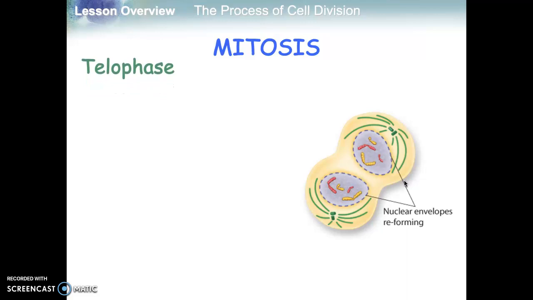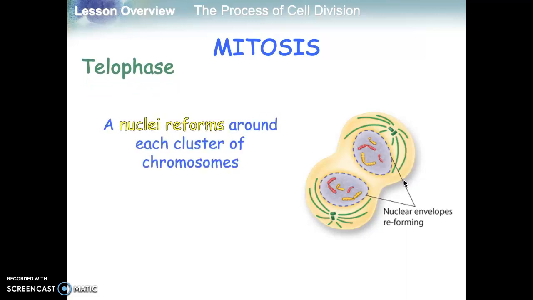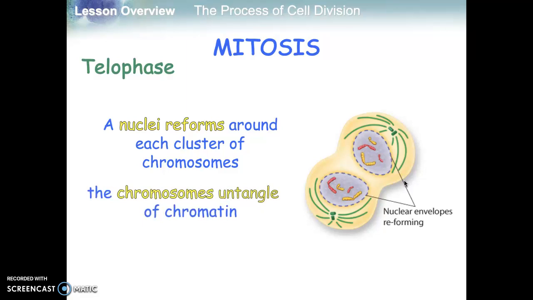And you can see here some things that are happening in telophase. One of the big things that has to happen is the nuclei reform, the nuclear membrane reforms around the cluster of chromosomes, the chromatid. So we now will have two nuclei in one cell. Two nuclei will form, each containing half of the genetic material. The chromosomes will begin to untangle and form chromatin once again, since they have been separated into two nuclei.